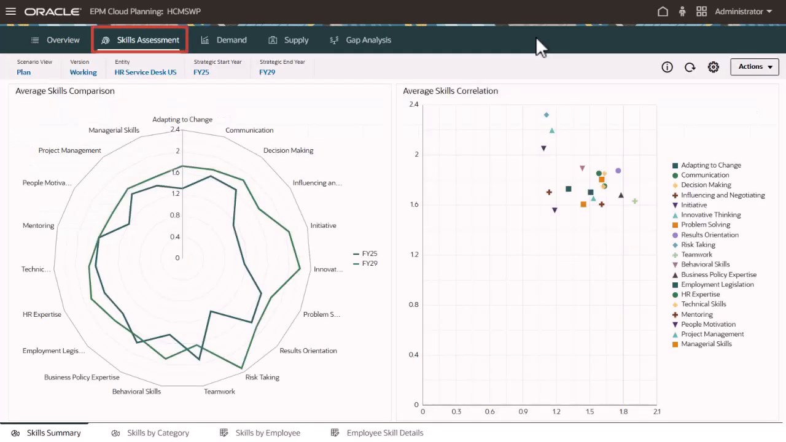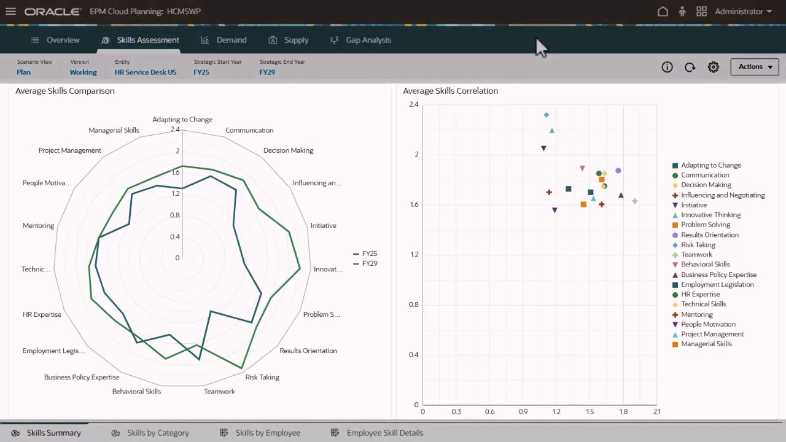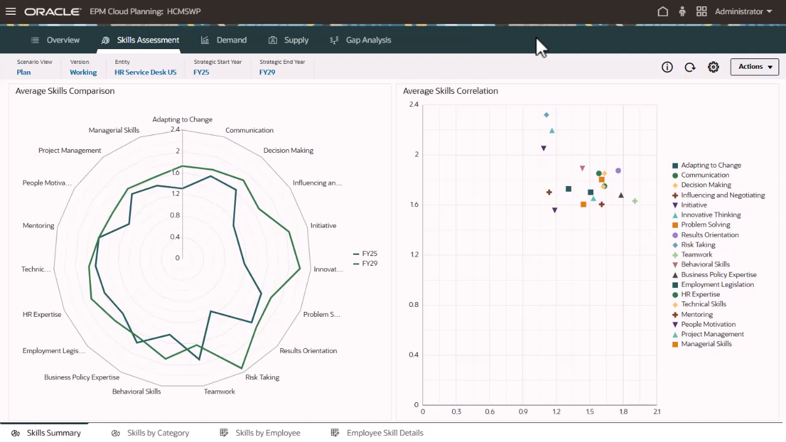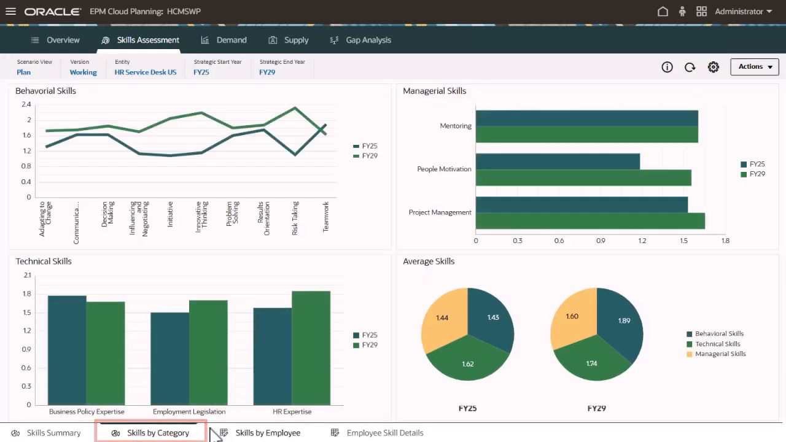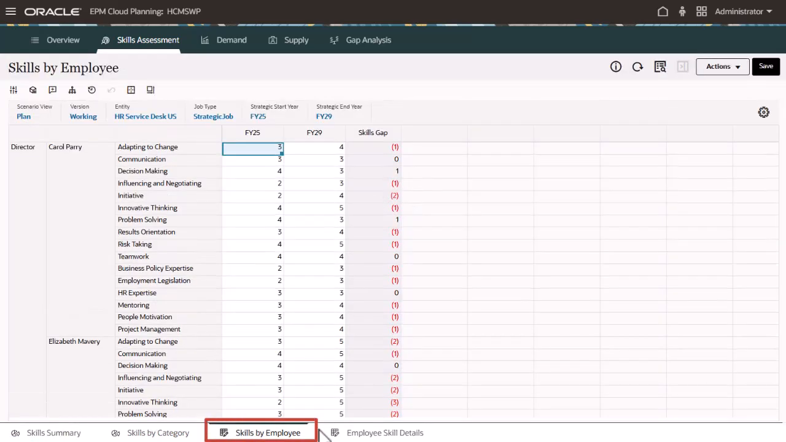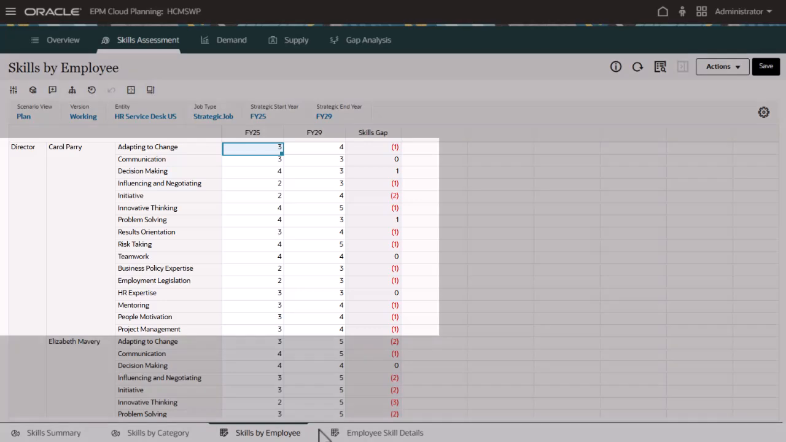On Skills Assessment Summary, you can evaluate employees by business unit using provided or custom categories and rankings. This identifies the competency categories and employee skill level in each business unit. On Skills by Category, you can evaluate workforce skills by provided categories or custom categories that you create on the Configure page.